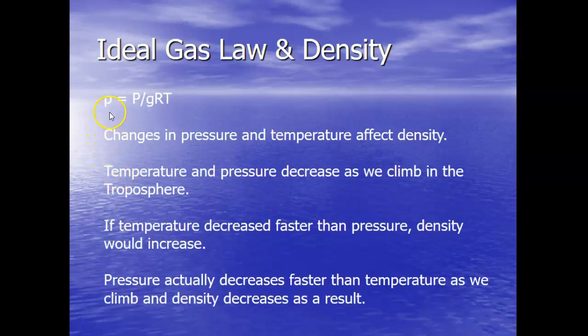So the equation rho equals P over GRT tells us that changes in pressure and temperature can affect density. We know that temperature and pressure decrease as we climb in the troposphere. So if temperature decreased faster than pressure, density would increase, but we know that's not the case. So pressure actually decreases faster than temperature. As we climb, density decreases as a result.